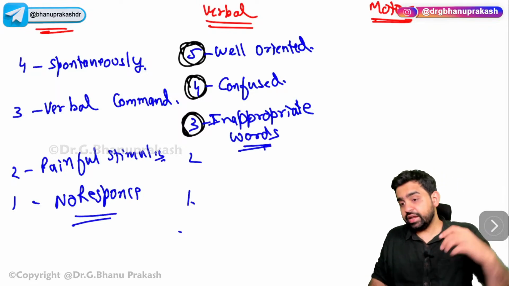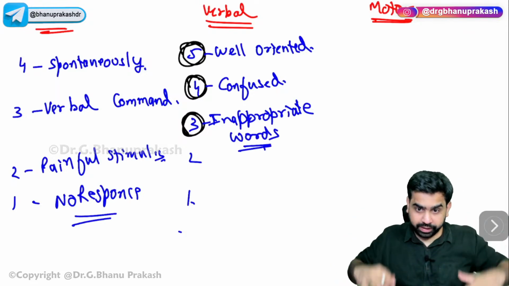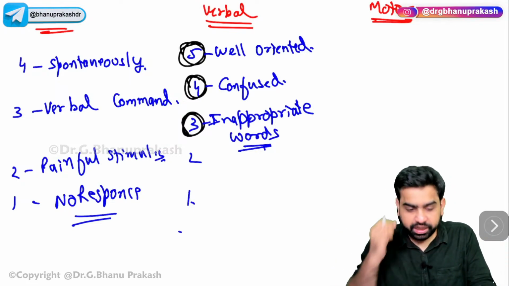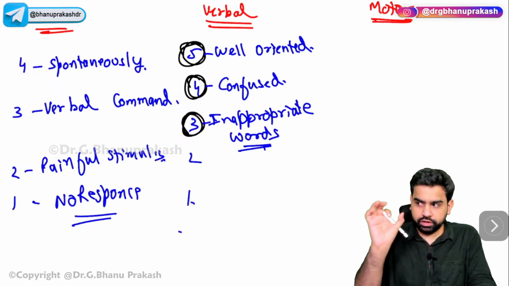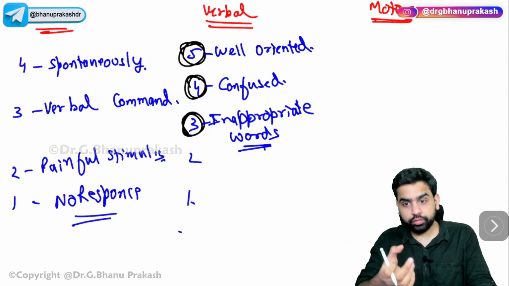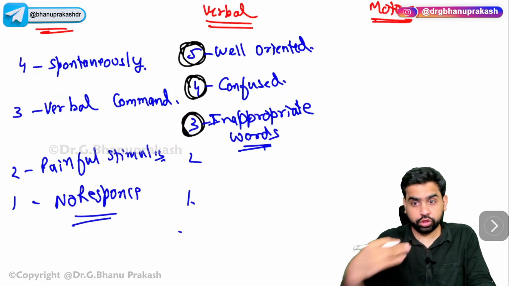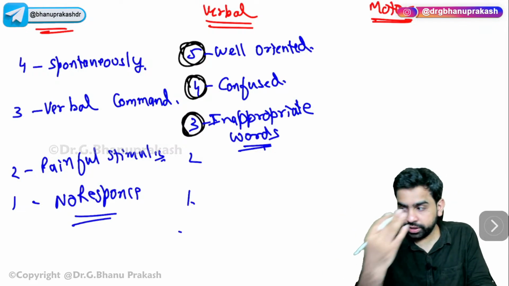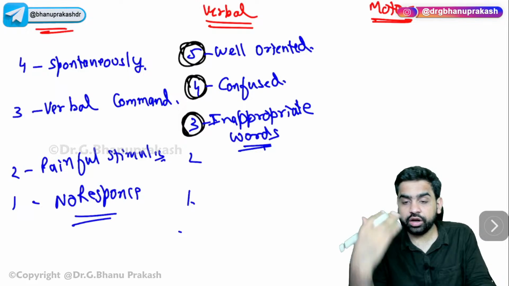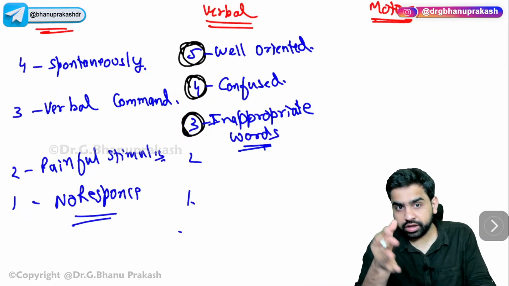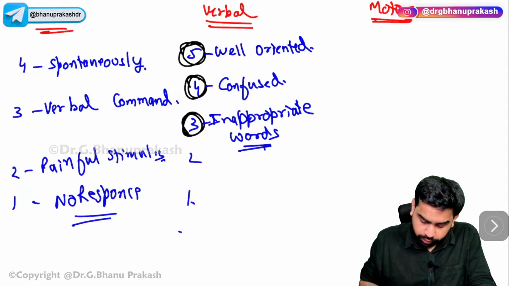It means that whatever the patient is speaking is not relevant to what we're talking about, but it makes some sense. The words coming out of the patient's mouth mean something, but they're irrelevant to the conversation you're having with that patient. For example, let's say the patient is in the emergency and has started to abuse you, that is again the verbal response of 3. What is the verbal response of 2?